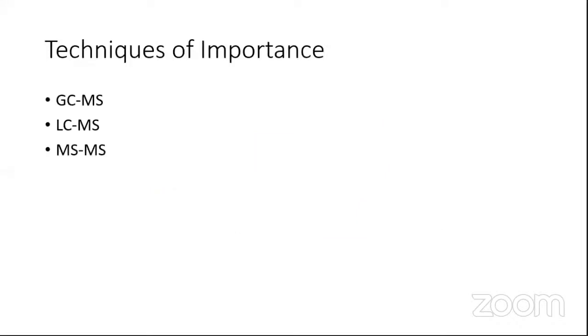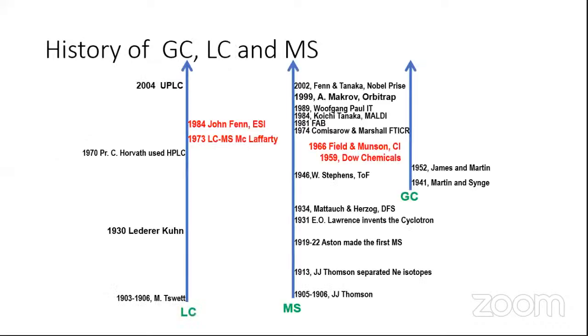So what is the importance? Which techniques are of importance to us? GCMS, LCMS, and MSMS. In this talk, I will cover these topics, and then the relation of the mass spectra which you get with respect to the structure of a compound. So we'll talk with respect to structure of a compound also.